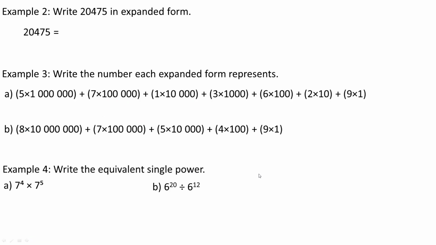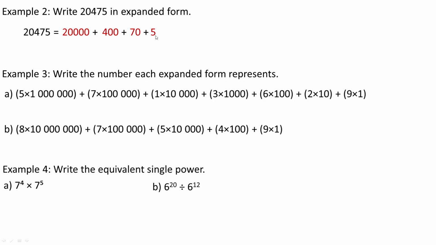On to the third page. So example number 2, we're asked to write the 20,475 in expanded form. So this is what expanded form looks like here. The 2 means 20,000. Now there's no thousands number here, it's just 0. So this would be 400 and then 75.